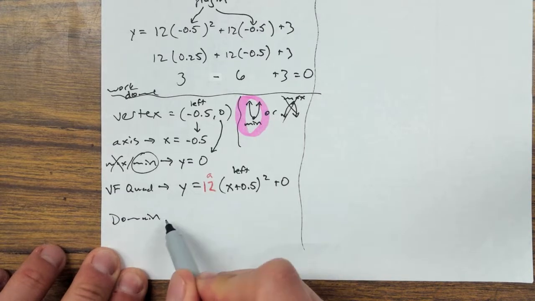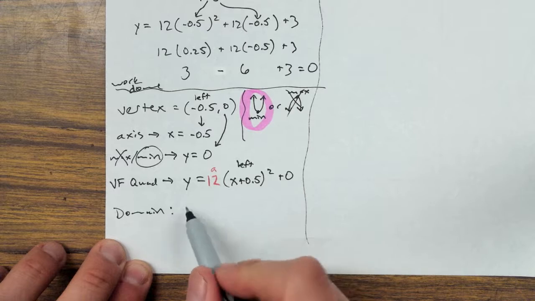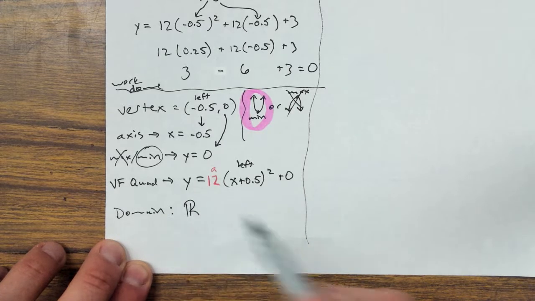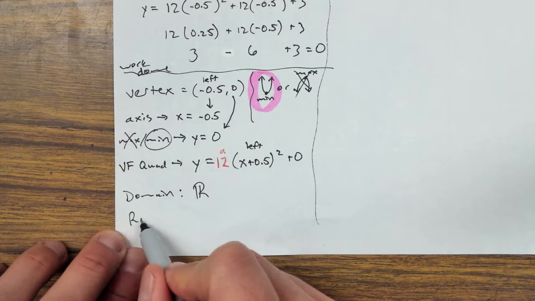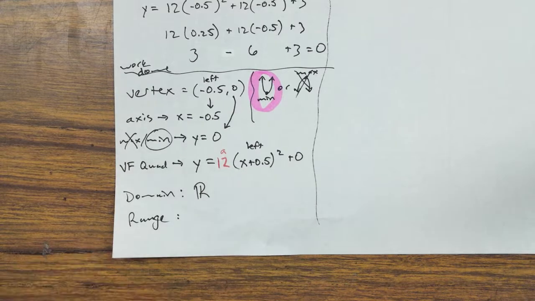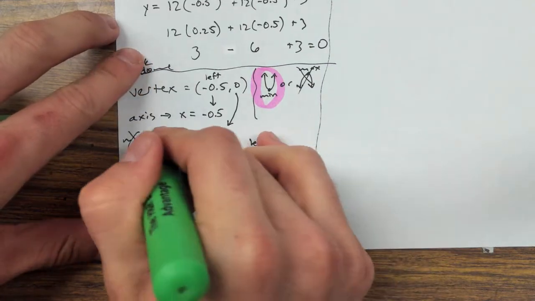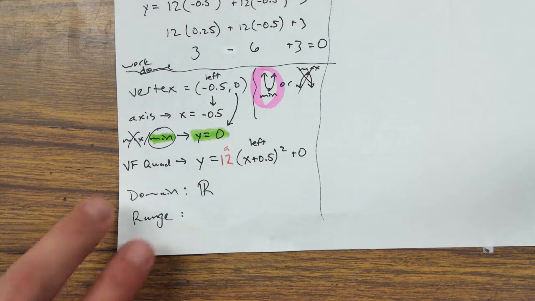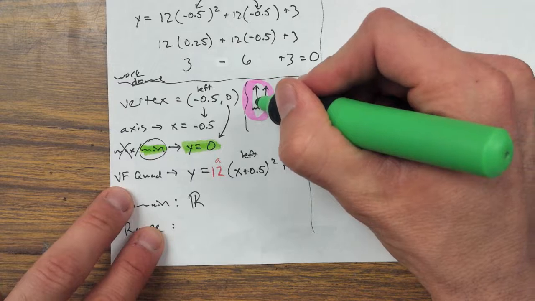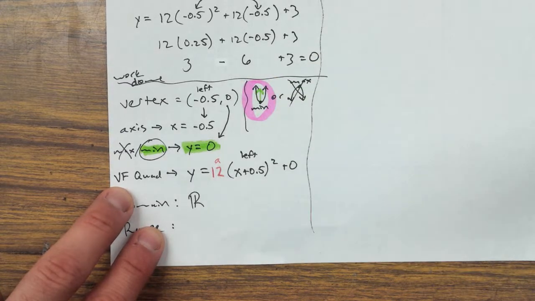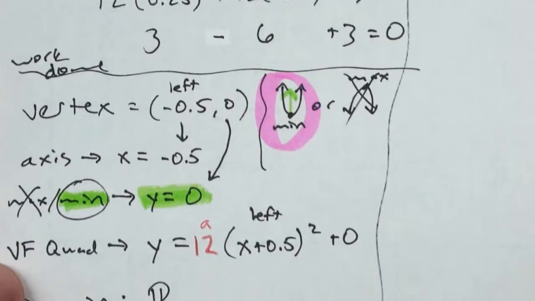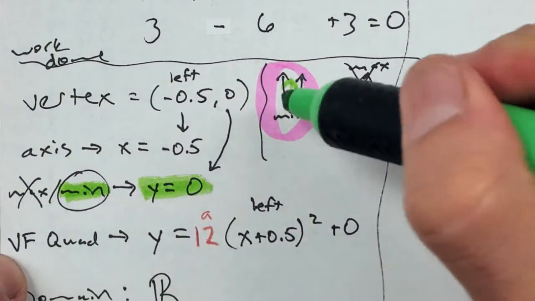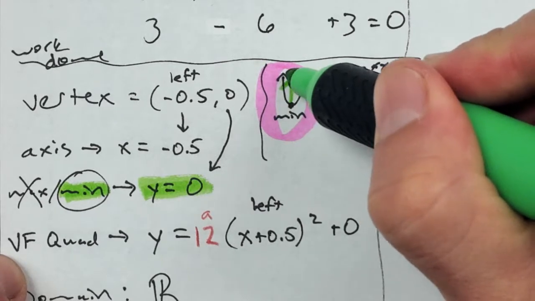Domain. For problems like quadratics, they're always going to be all real numbers and the range. The range is a little tricky. Since we have a min and the lowest number starts at 0, and if you look at the direction, it only goes up. Okay, let me zoom in here so you can see all this. Since we have a min, it's y equals 0, and the direction only goes upward.